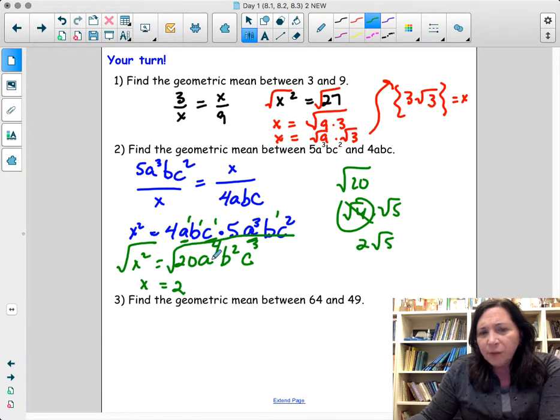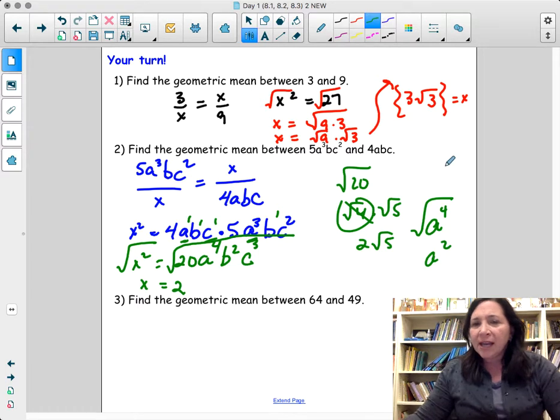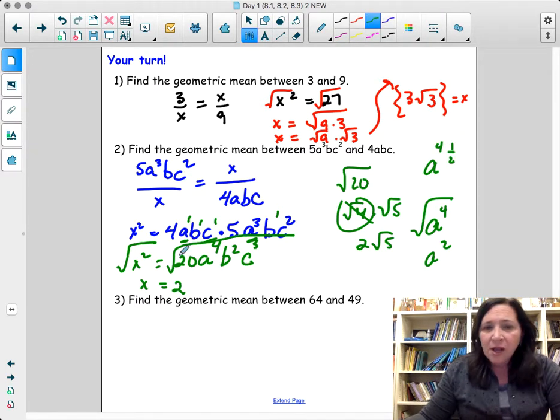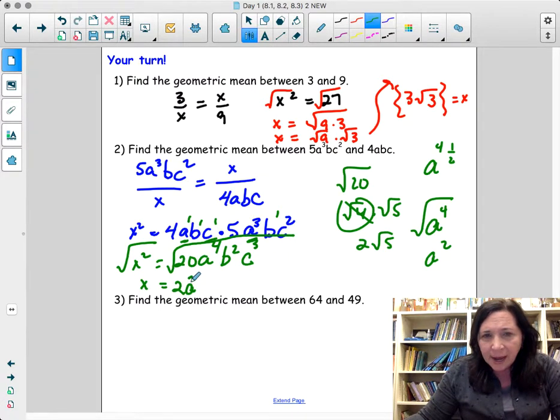For a to the 4th power, remember, the square root of a to the 4th is just a squared. It's a 1/2 power. It's a to the 4th to the 1/2 power. The 2's cancel. So if I have a to the 4th, I have an a squared out. Okay, that's gone. Half of b squared, half of that, that's gone.